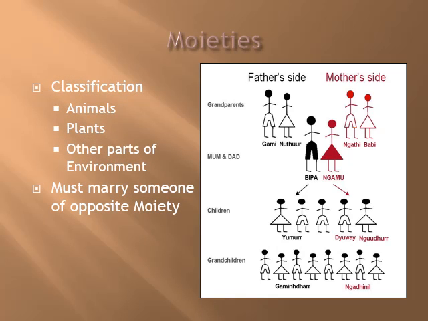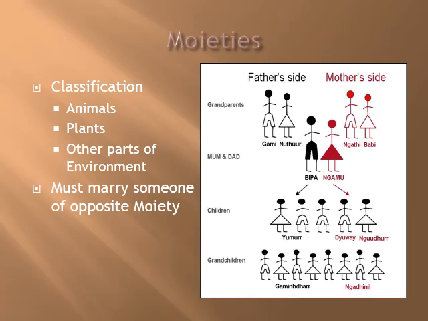Within tribes, you have moieties. This is a classification that divides every person within their tribe based on a connection with an animal, plant, or another part of their environment. You are born into a group, and this does not change throughout your life until you marry, in which case a wife would become part of her husband's moiety.